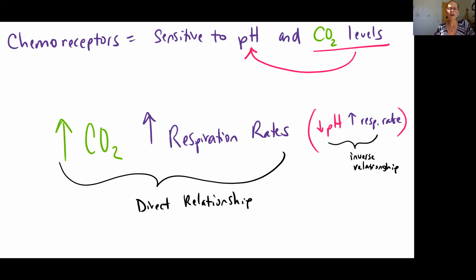We see a direct relationship between CO2 and respiration rates. So when CO2 levels are high in the body, then we increase our respiration rates in order to get that exchange to happen. Because there's an inverse relationship between CO2 and your pH, based on the way the pH scale is described, when your pH levels are low, that means it's acidic, then your respiration rate is going to be high.